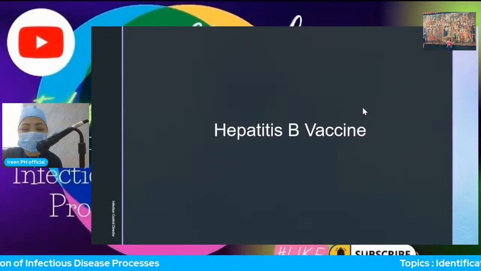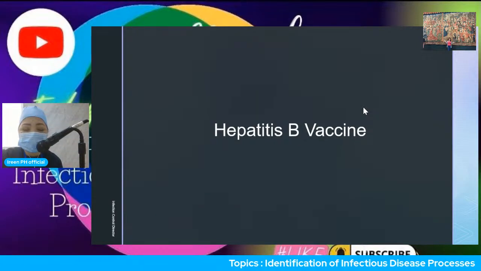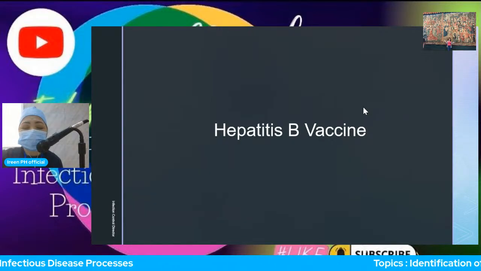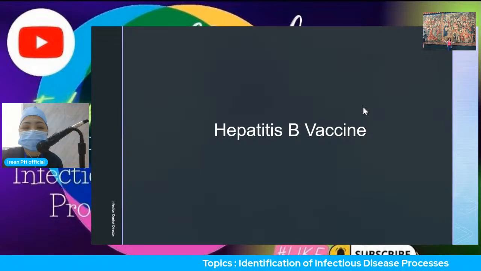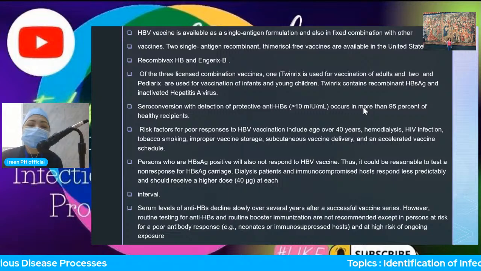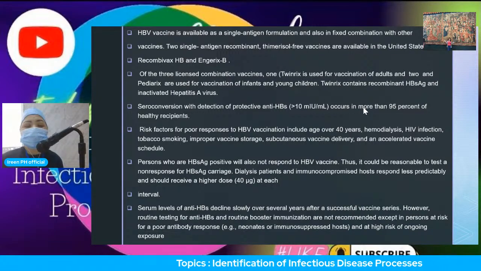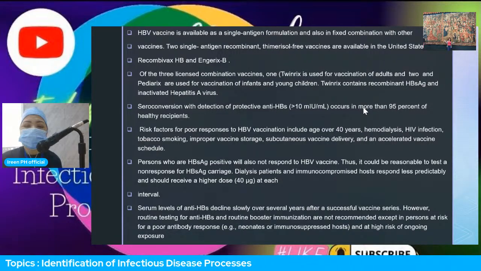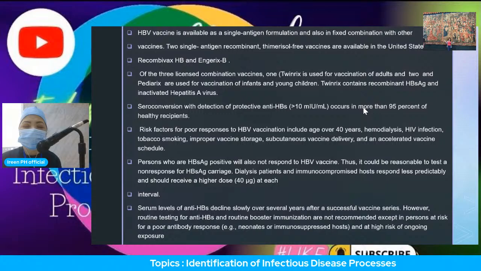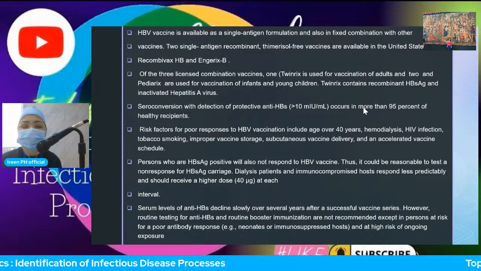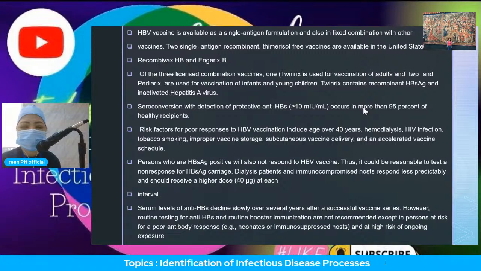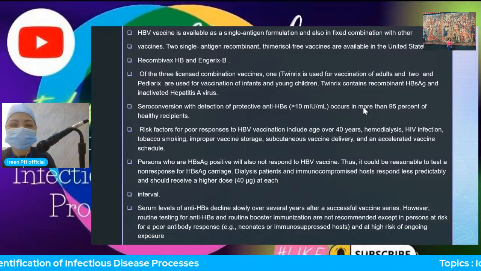Okay, next. Hepatitis B vaccine. The Hepatitis B vaccine is available as single antigen formulations and also in fixed combinations with other vaccines. Two single antigen recombinant, thimerosal-free vaccines are available in the states.